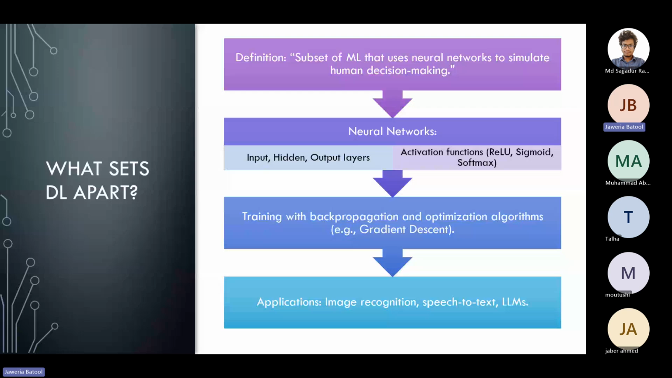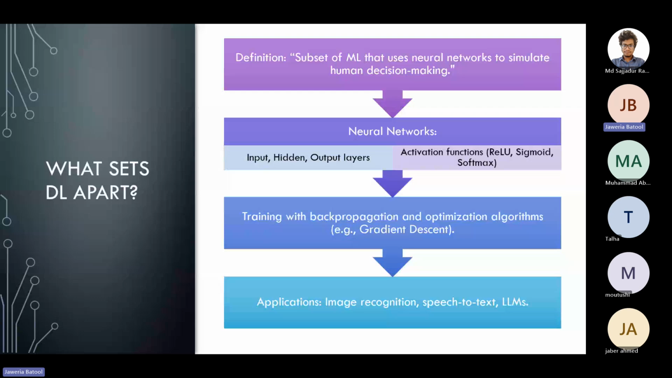Each neuron in the neural network processes data using activation functions like these, sigmoid or softmax. Training these neural networks involves optimizing weights through backpropagation and algorithms like gradient descent. So what are the applications of deep learning?